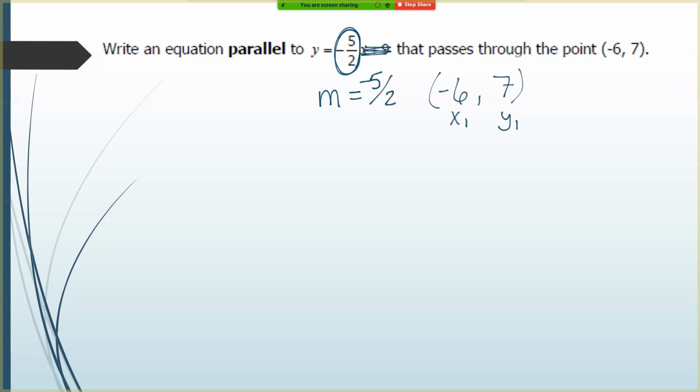So go to point slope form, y minus y1 equals m times x minus x1, which is 6. Not -6. I told you I was skipping it. We're going to skip it to save time.